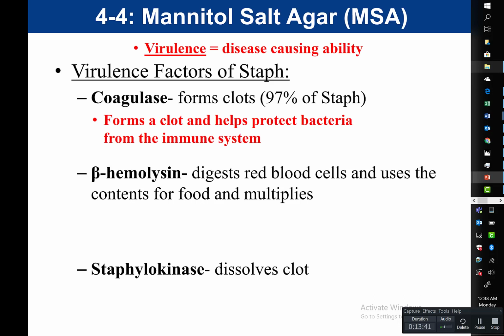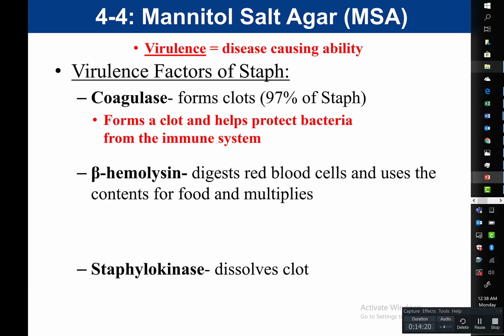So one of the ways that Staph aureus can cause disease is that it produces this coagulase, this enzyme, and it forms a blood clot. And when it forms this clot, it's essentially making a barrier, and it's protecting the bacteria from the immune system. It's basically like walling itself off from the immune system. And so it's protecting the bacteria against the white blood cells. So 97% of Staph aureus would be coagulase positive. They would have this virulence factor that helps the bacteria to cause disease.